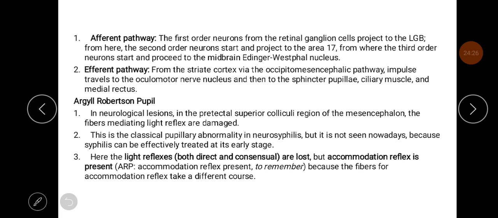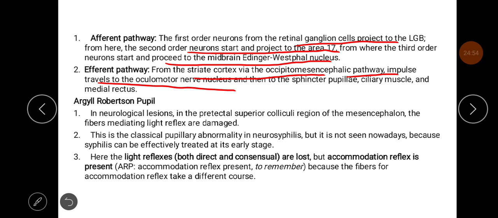Afferent pathway: the first order neurons from the retinal ganglion cells project to the LGB. From here, the second order neurons start in area 17, from where the third order neurons proceed to the midbrain Edinger-Westphal nucleus. Efferent pathway: from the striate cortex via the occipito-mesencephalic pathway, the impulse travels to the oculomotor nerve nucleus, then to the sphincter pupillae, ciliary muscle, and the medial rectus.